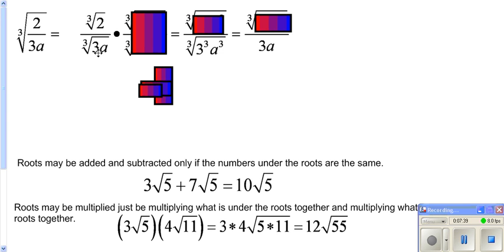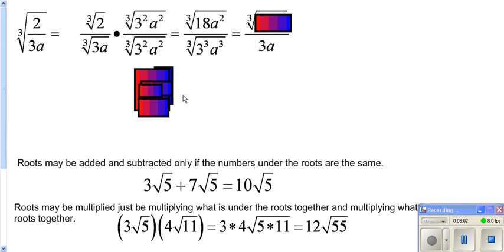So you got to think, okay, a 3 times what gives me a 3 cubed? And well, that's just a 3 squared. Or an a times what is an a cubed? And well, that's just an a squared. So this is our special form of 1. We multiply the bottom by that, so you got to multiply the top by that. So you multiply the top, multiply your roots together.